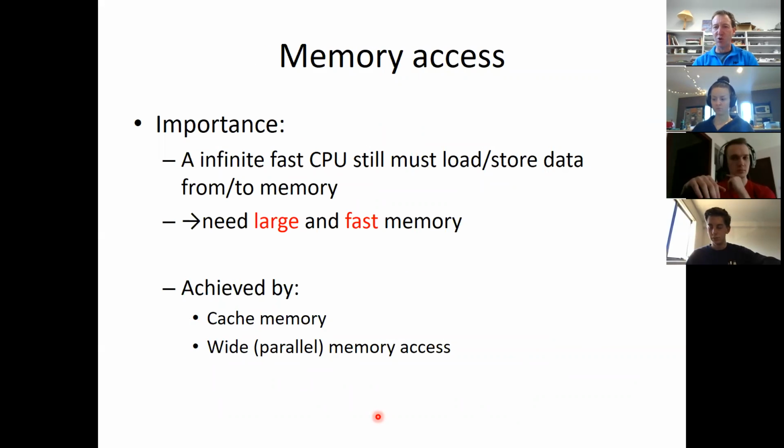So this brings us to today's topic, which is memory access. It is important because, as you just saw, even an infinitely fast CPU must load and store data from and to memory. So we need large, but also very fast memory to actually feed our arithmetic processor fast enough. And typically nowadays, this is achieved by cache memory, but also wide parallel memory access. So you have wide buses to feed memory very quickly between different layers of memory, but also to the instruction processor.